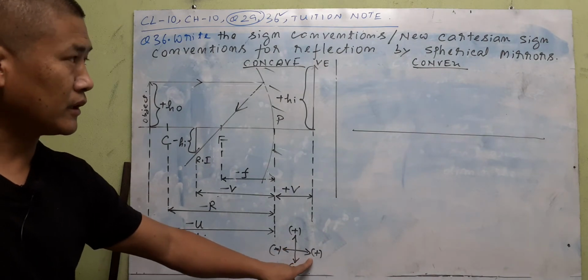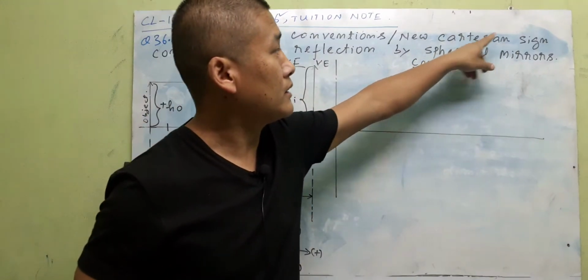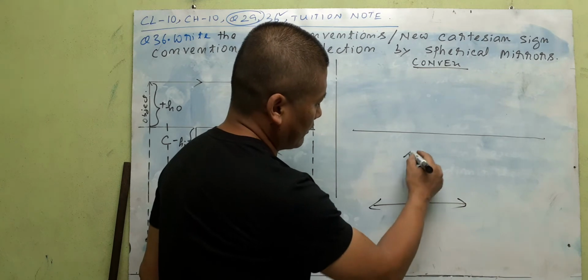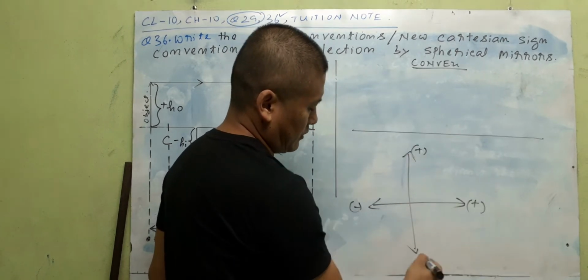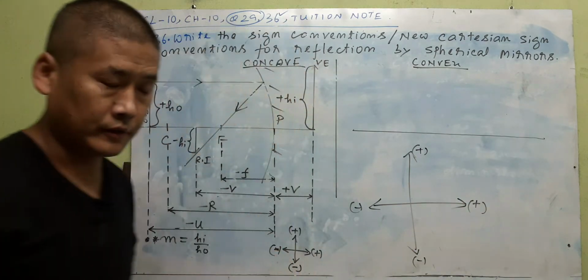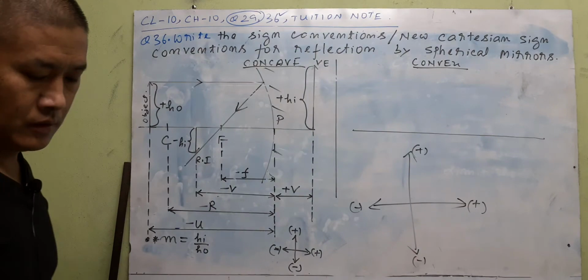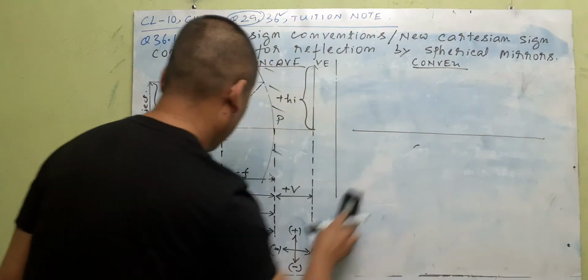Because this is very similar to the Cartesian graph that we use, it's also called the new Cartesian sign convention. Just like when you draw your graph on graph paper, the right side of the origin is plus, the left side is minus, up is plus and down is minus. It's similar to that, right? That's why it's also called the new Cartesian sign convention. Okay, now coming back to that M.